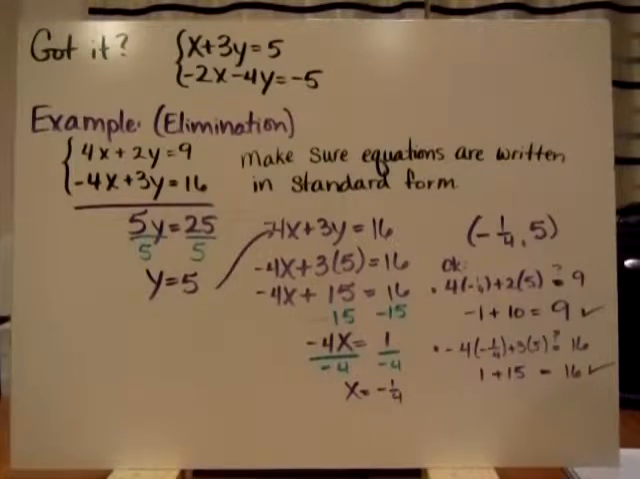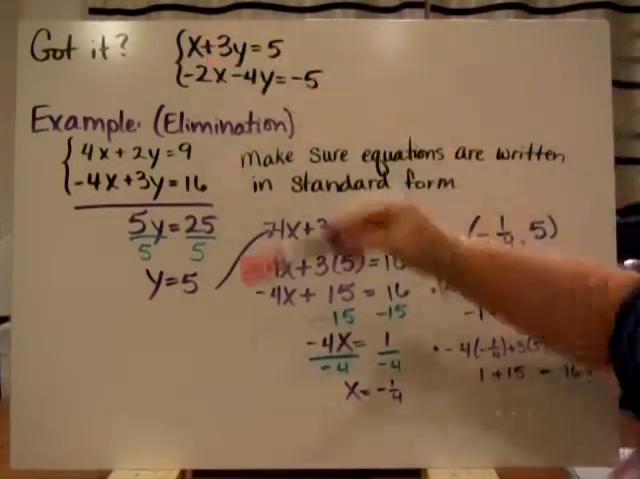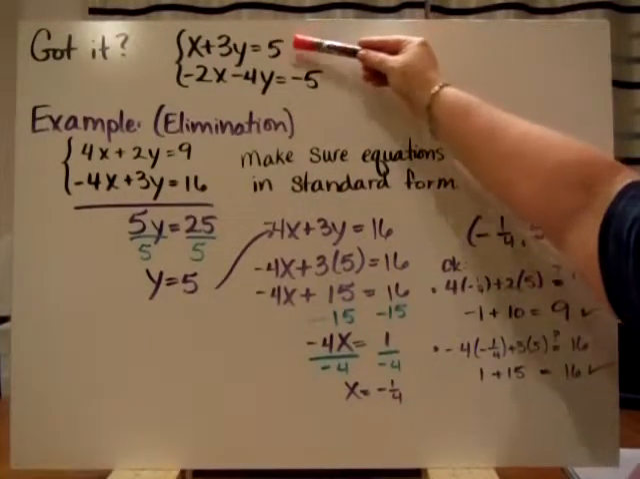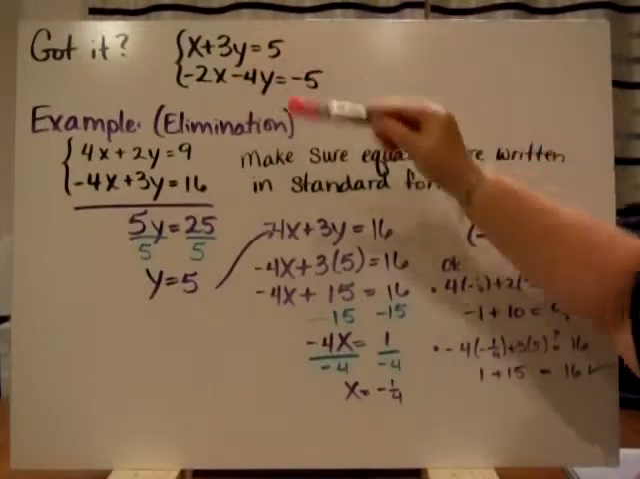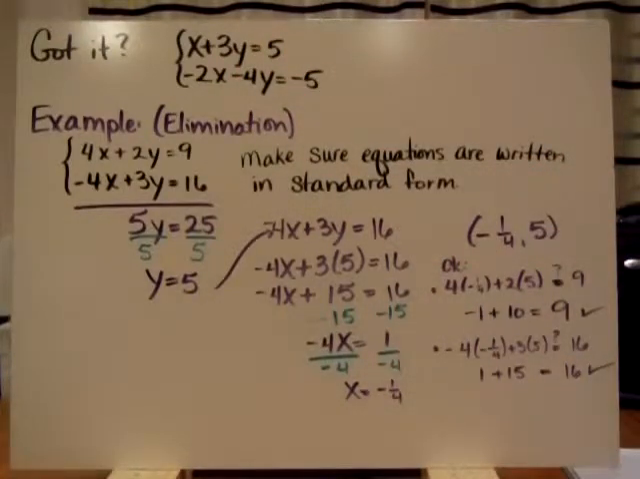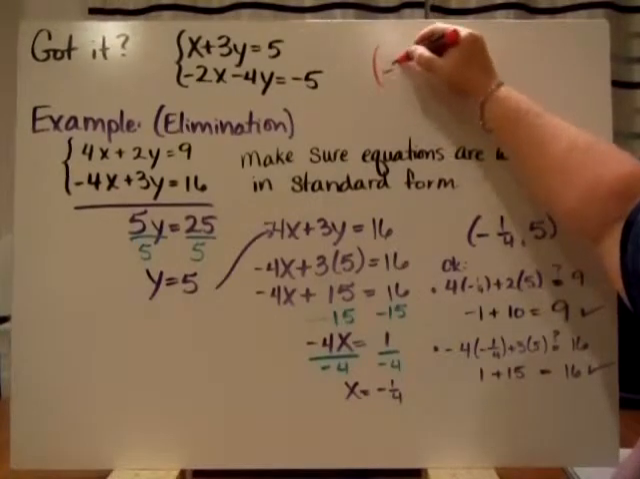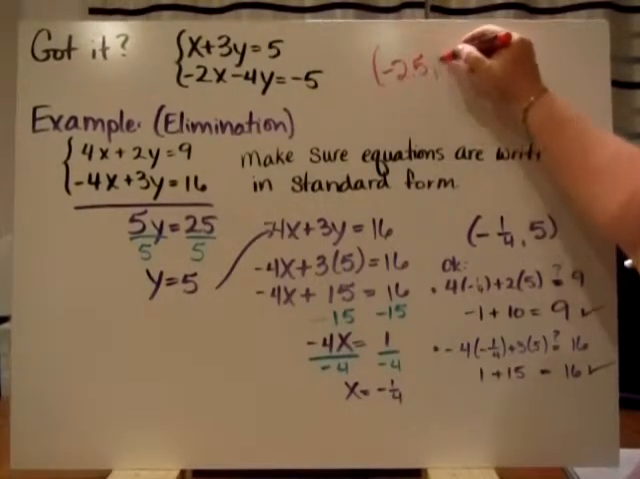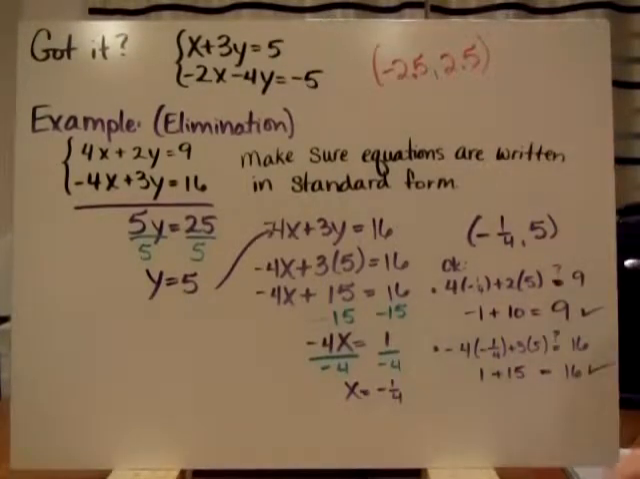Okay, your "got it" is the problem x plus 3y equals 5 and negative 2x minus 4y equals negative 5. Since you have an x here with a coefficient of 1, you can solve this equation for x, and then in place of x you can put what you got for your answer. When you're finished with this problem, you should get the answer negative 2.5 as your solution for this system.